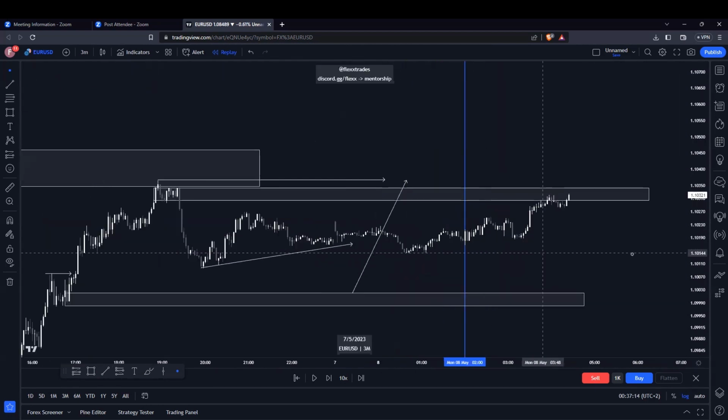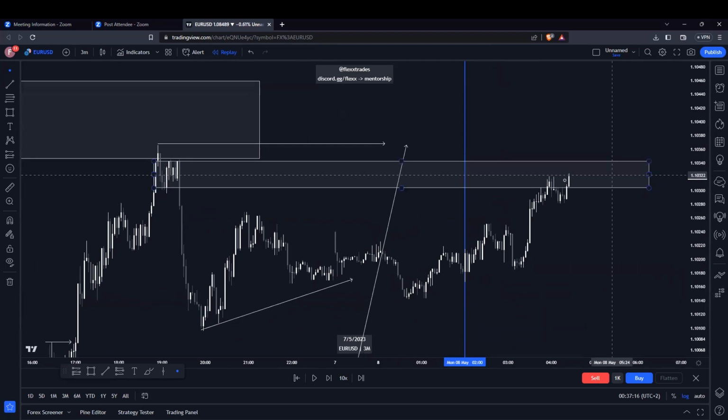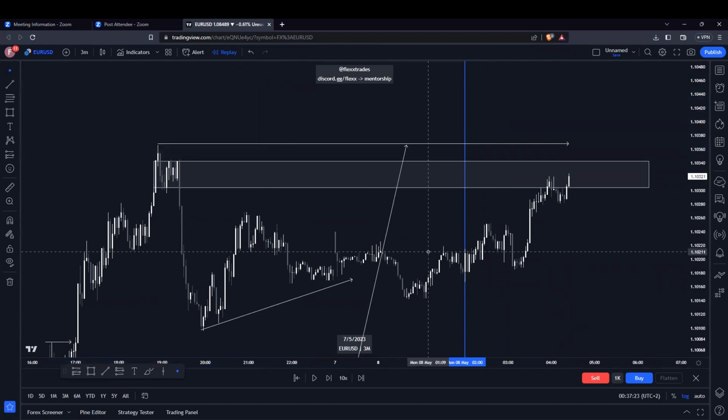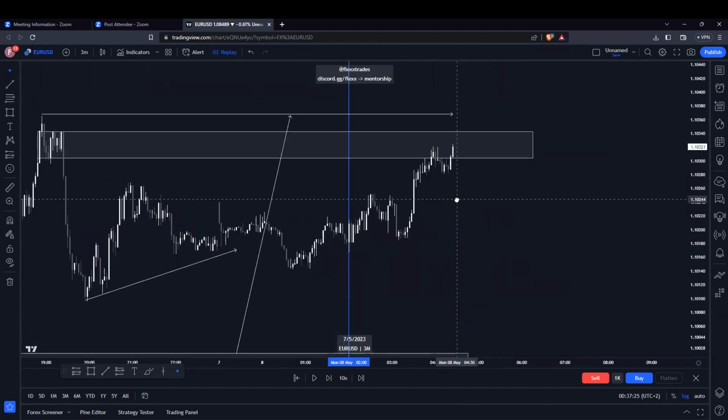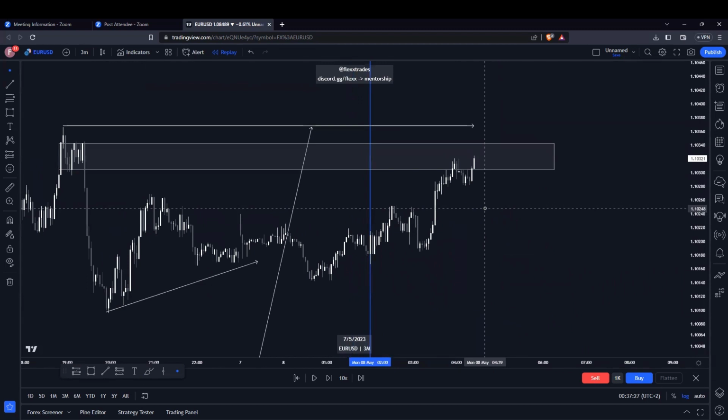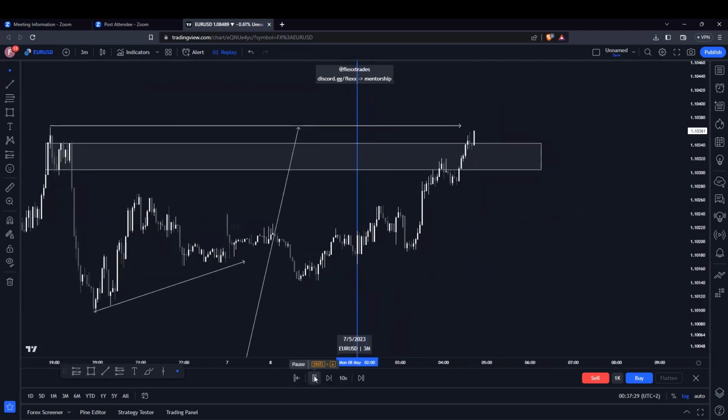So I'm going to be careful. I want this supply zone to be broken. And if this supply zone doesn't break, then I'm going to be waiting for my continuation bias. So it was the same scenario, waiting for these highs to break. So if I see a reaction, I could possibly take a short as well, right, on the internal structure side. So let's move a little bit forward.